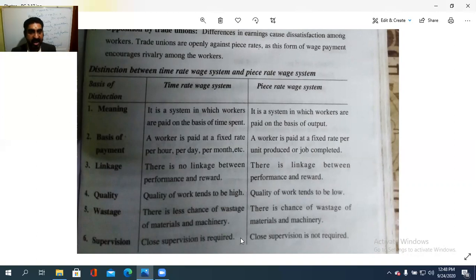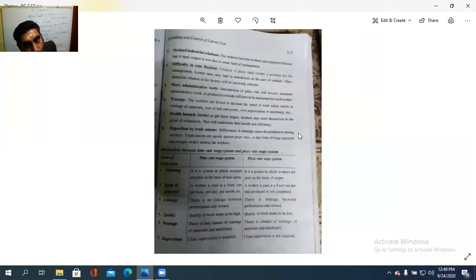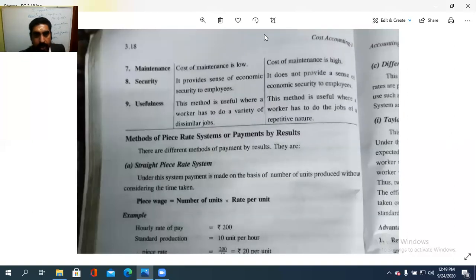Wastage should be very high. Chance of wastage of material and machinery should be very high in piece rate, while low in which one? Time rate. Then supervision. Close supervision is required in time rate system, while less supervision is required in piece rate system. That is, supervision is not at all required in piece rate system, while supervision is required in time rate system. Then maintenance. Cost of maintenance is low, while the cost of maintenance is high in case of piece rate system.